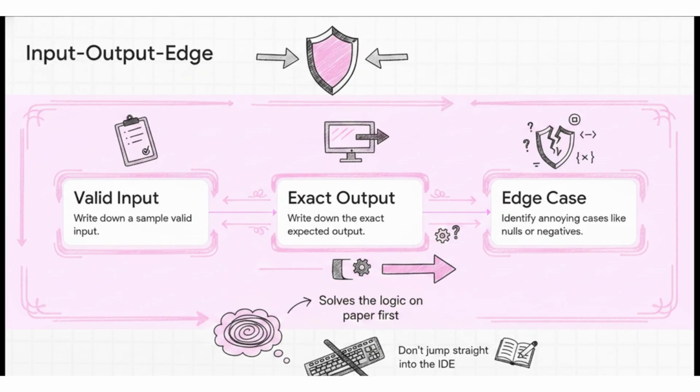We're talking null values, empty arrays, weird negative numbers. Map out the logic on paper step by step. Because if you skip this and jump straight into your IDE, I guarantee you'll just end up blindly tweaking logic, crossing your fingers, and hoping to magically pass those test cases.